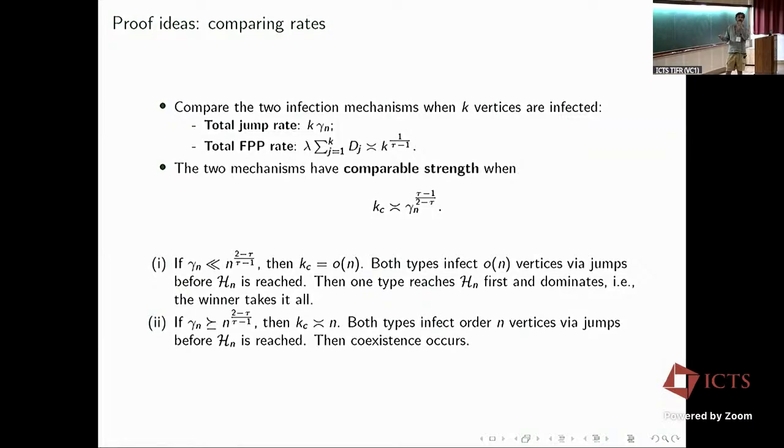If gamma n is high, that means I've been jumped a lot, meanwhile. And then that means that when the two rates are comparable, the jumps and the FPP rates, then I have already infected order n nodes. And then basically there is coexistence. So this is the heuristics. We have to formalize this properly, but we believe this is the situation.